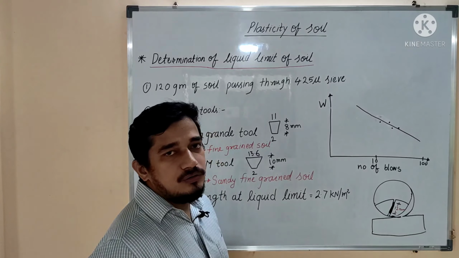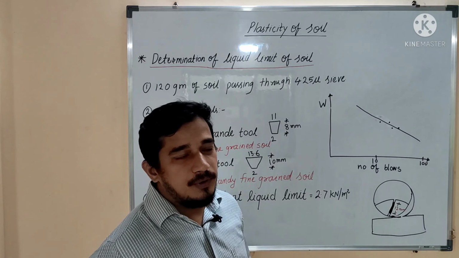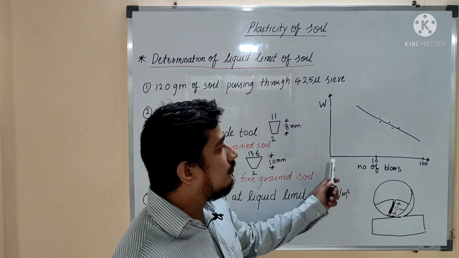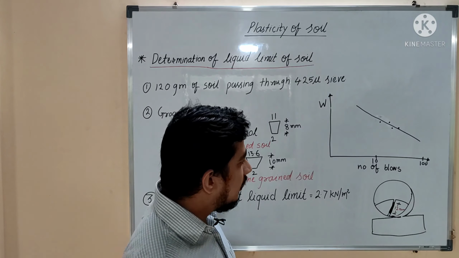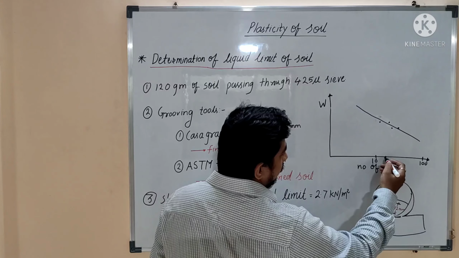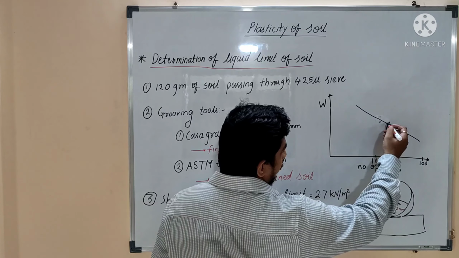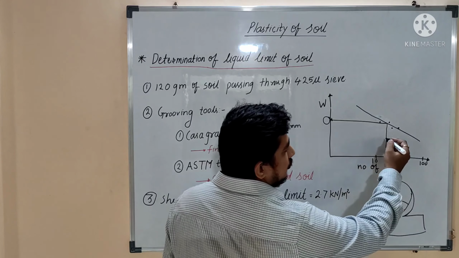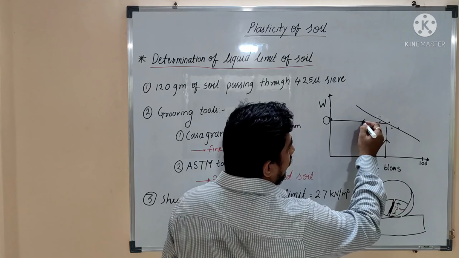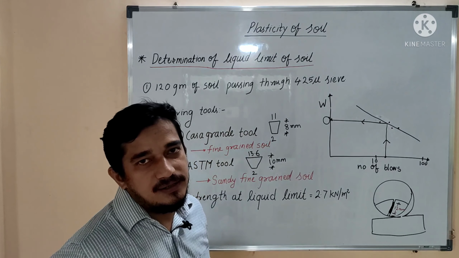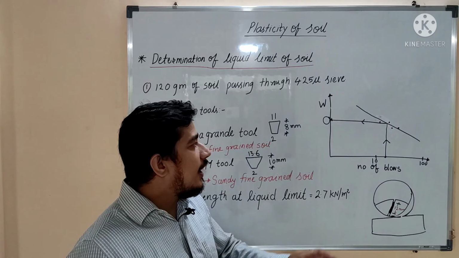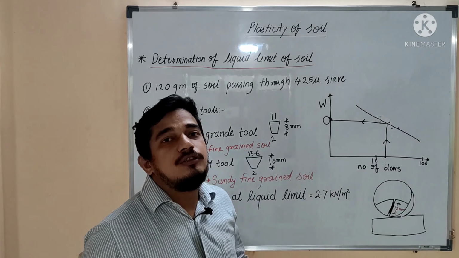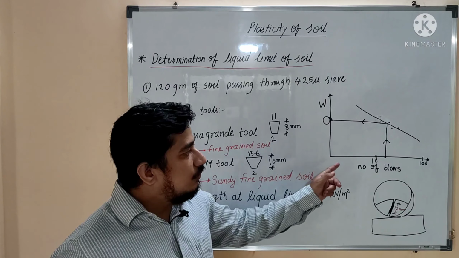The liquid limit is nothing but the water content corresponding to 25 number of blows from this graph. So if we consider 25 number of blows, the water content corresponding to 25 blows will be reported as the liquid limit, and it will be expressed to the nearest whole number. And this graph is nothing but the flow curve. It is called a flow curve.